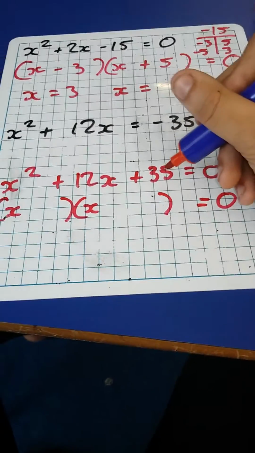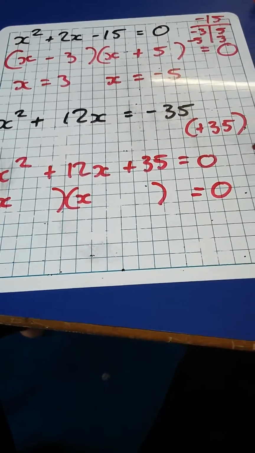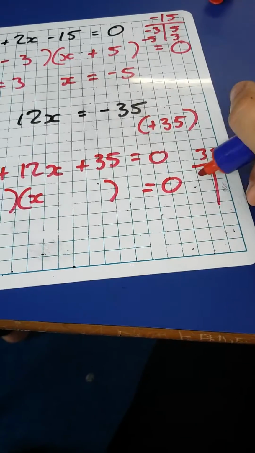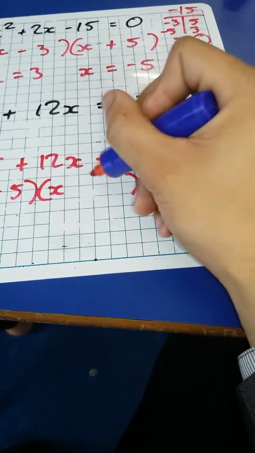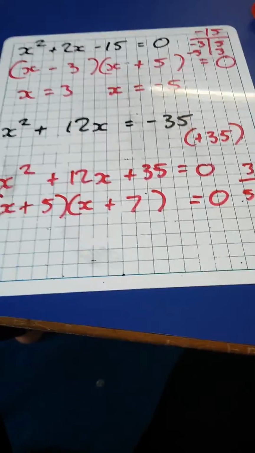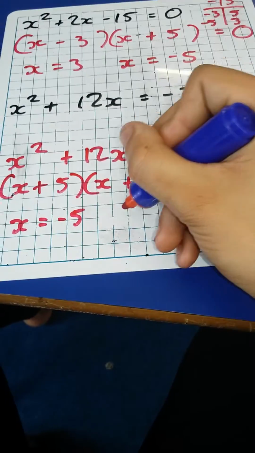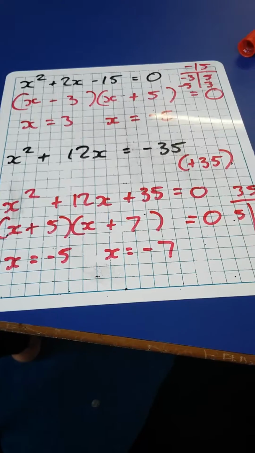So think of factors of 35 which add up to 12. So I know 5 and 7 add up to 12. So that means to make this true, x equals minus 5, x equals minus 7.